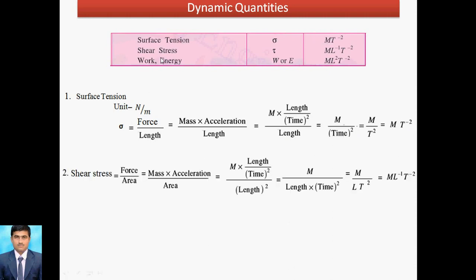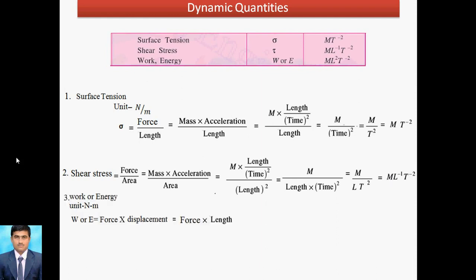Then we move to shear stress. This is force upon area. Force is nothing but mass into acceleration. We can take mass as it is. Acceleration is nothing but length upon time square, because meter per second square: meter means length, second square means time square. Area you can compute as length square. So of this length square, one length remains, and the equation becomes m length upon time square. So the relation becomes M L^-1 T^-2. This is about shear stress.